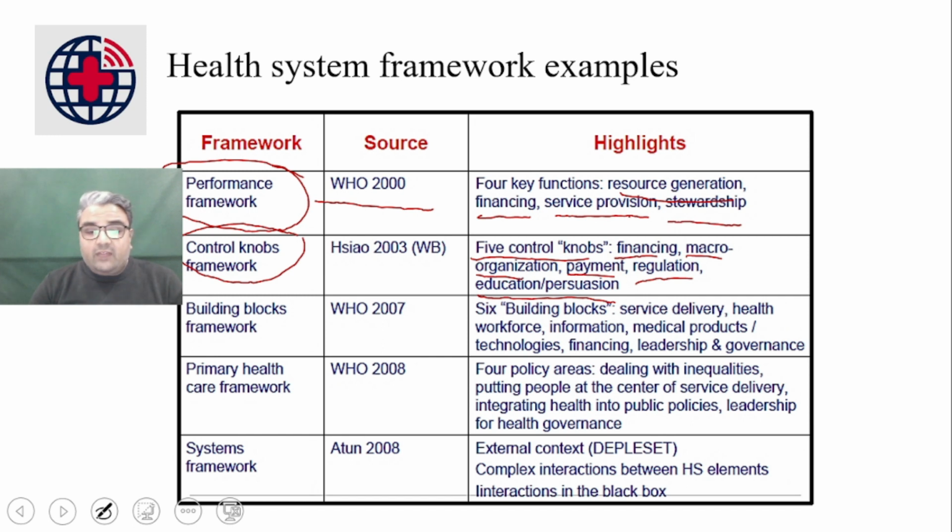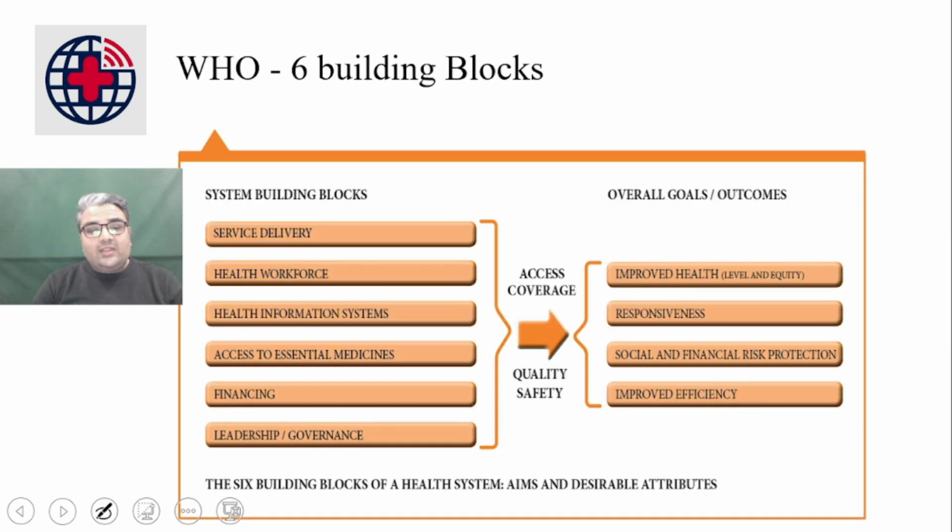We had a primary healthcare framework that came in 2008. It had 4 policy areas, which include dealing with inequities, putting people at the center of service delivery, integrating health into public policy, and leadership for health governance. And the last was a systems framework that came in 2008, and it's one of the less used ones. But primarily, what we see being used is the control knobs, the WHO building blocks framework, and the primary healthcare framework. We'll discuss the primary health framework later on in other sections, and the building blocks we have already covered today.